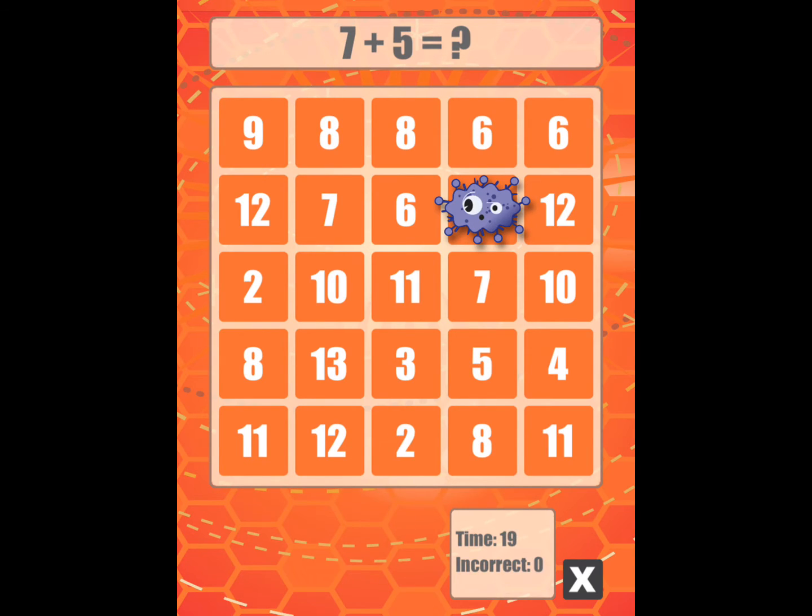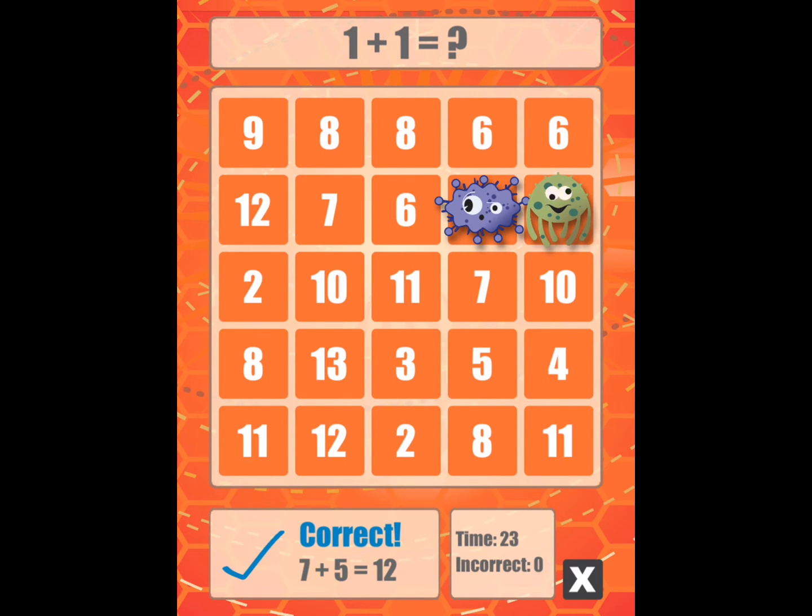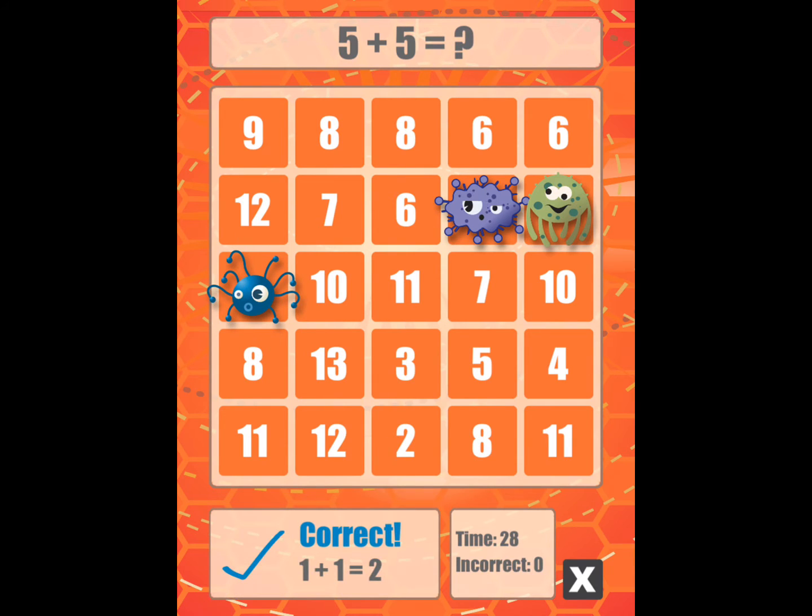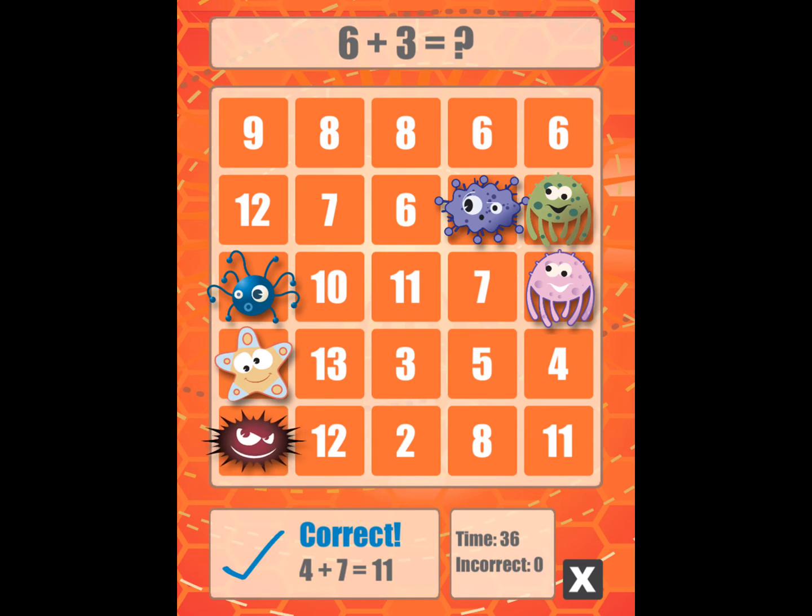Let's play. 7 plus 5 is 12. 1 plus 1 is 2. 5 plus 5 is 10. 2 plus 6 is 8. 4 plus 7 is 11. 6 plus 3 is 9. 7 plus 6 is 13.